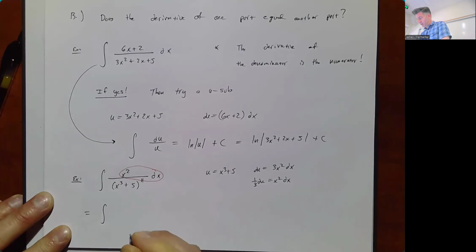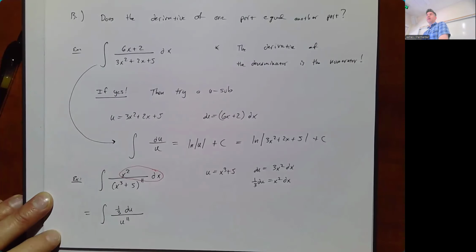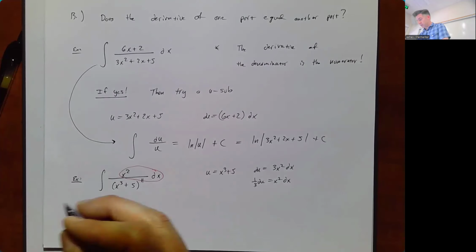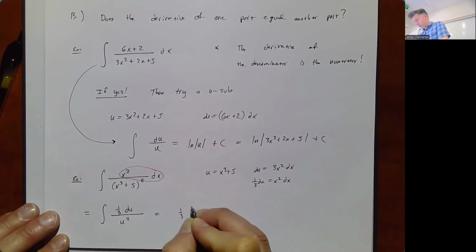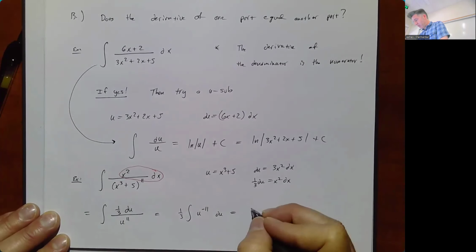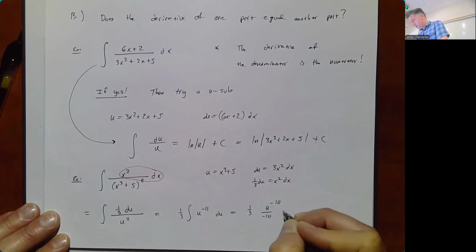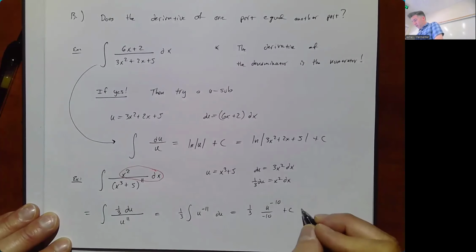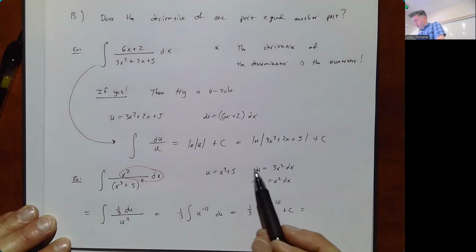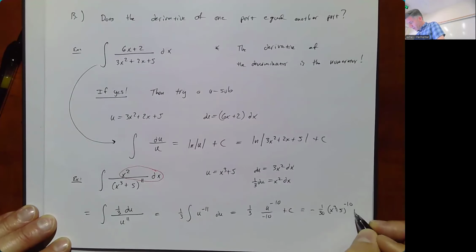I'm going to say I have the integral of 1/3 times du divided by my u to the 11th power. And then this becomes a rewriting exercise. We're going to write this as 1/3 the integral of u to the negative 11th du. And if I anti-differentiate and get u to the negative 10 divided by negative 10 plus c, plugging back in that u is equal to x cubed plus 5, we get negative 1/30 times x cubed plus 5 to the negative 10th plus c.